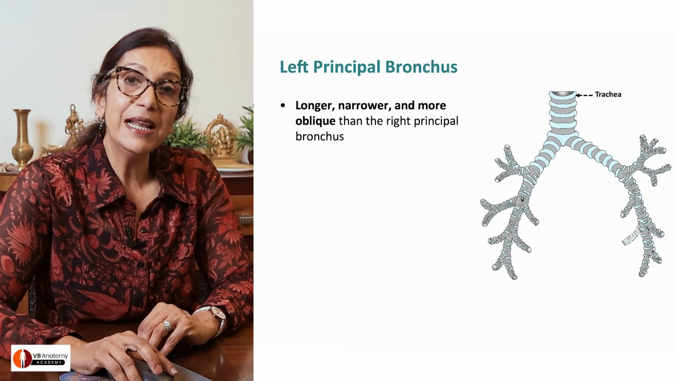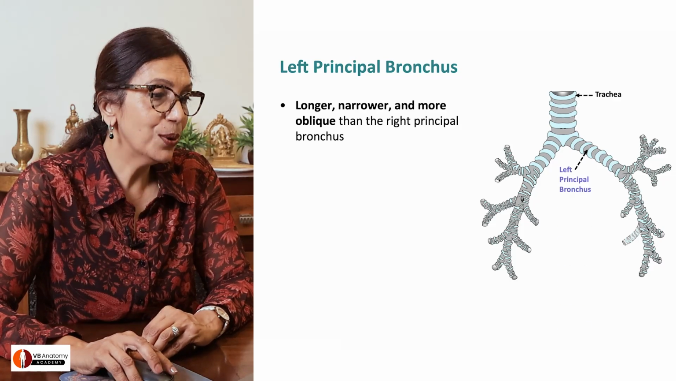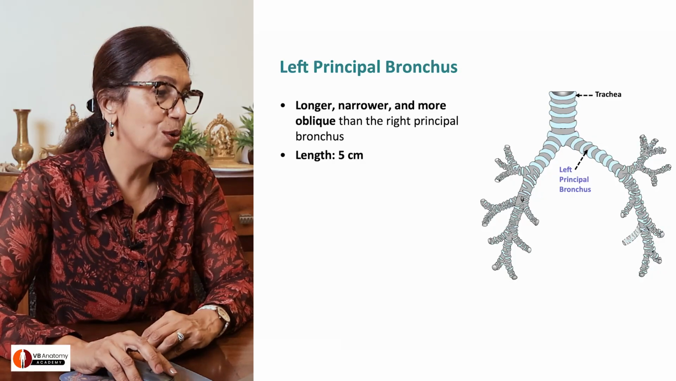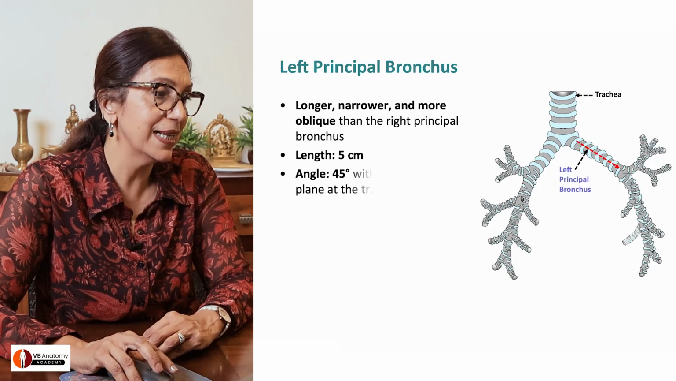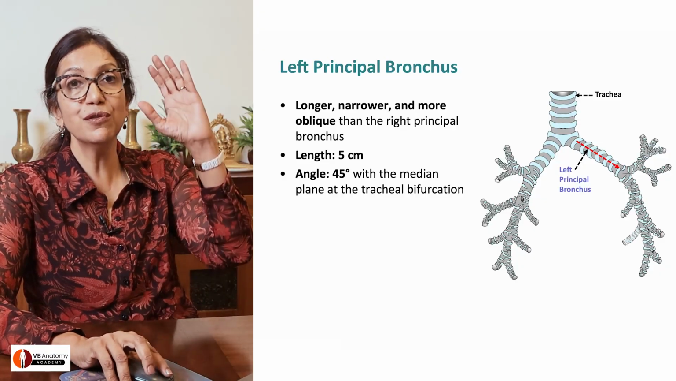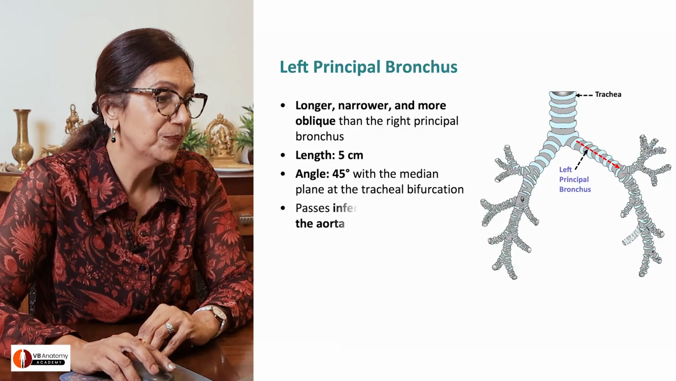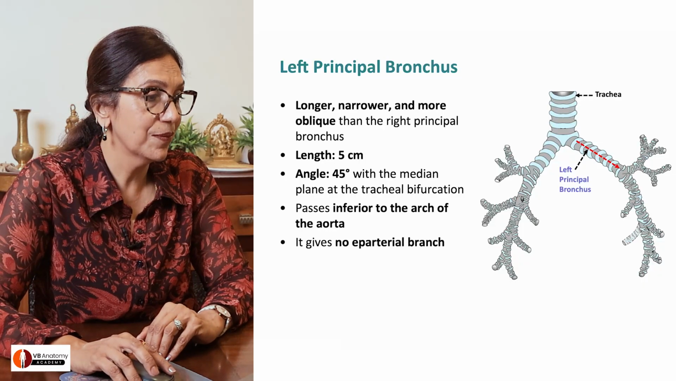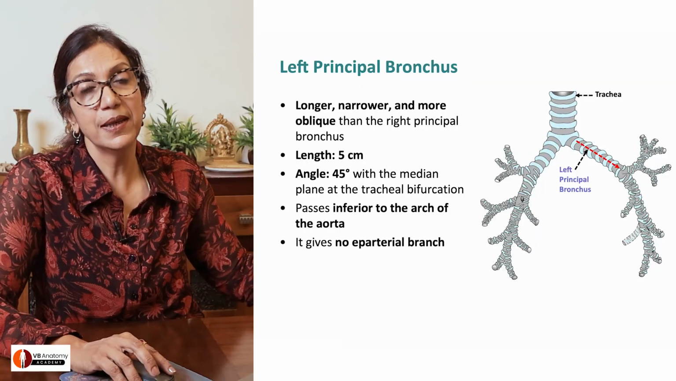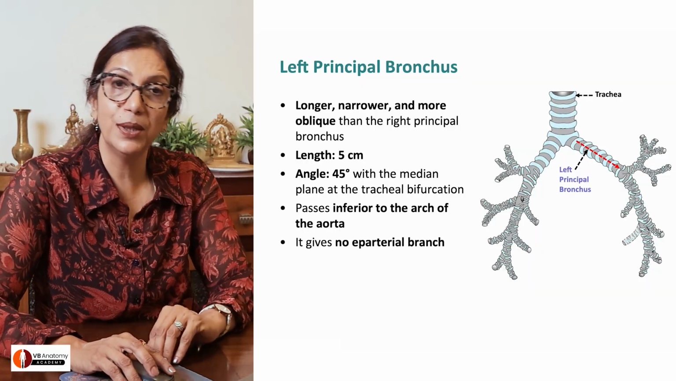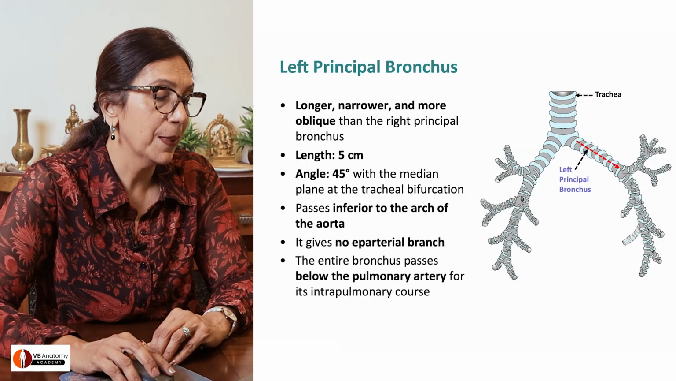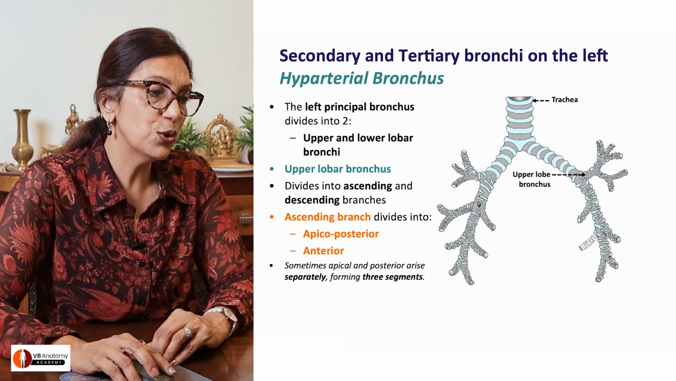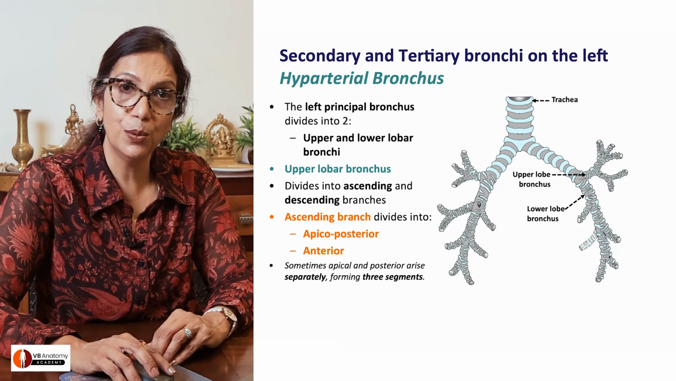We now move on to the left principal bronchus. You can see that left principal bronchus is longer and has a more oblique course. It's about 5 cm in length, making an angle of almost 45 degrees with the midline. It passes below the arch of aorta. There is no eparterial bronchus here, both are below the pulmonary artery. As you can see, it gives rise to an upper lobe bronchus and a lower lobe bronchus.